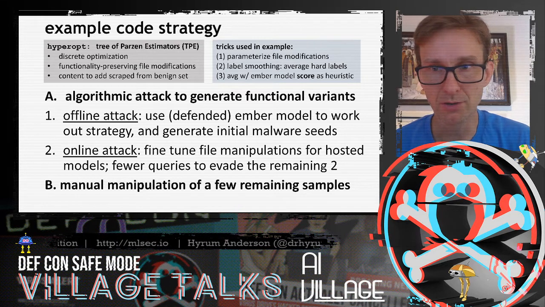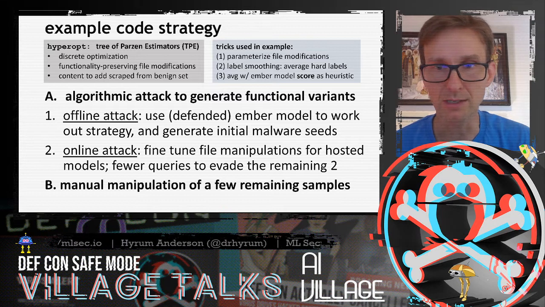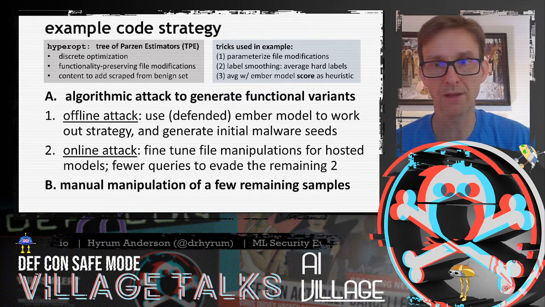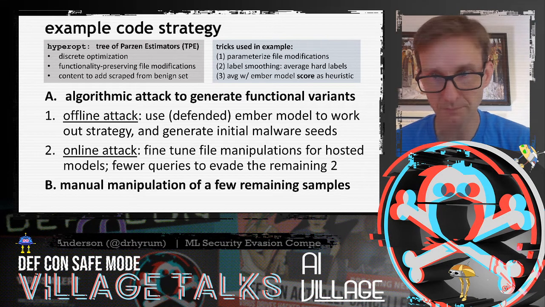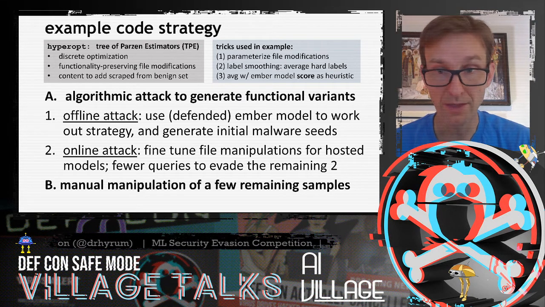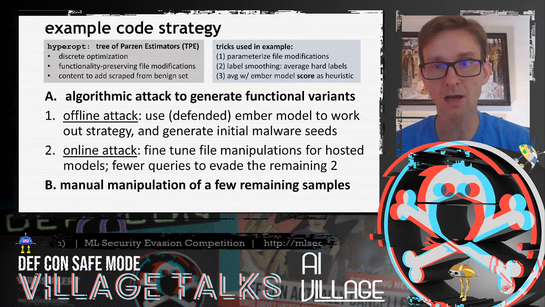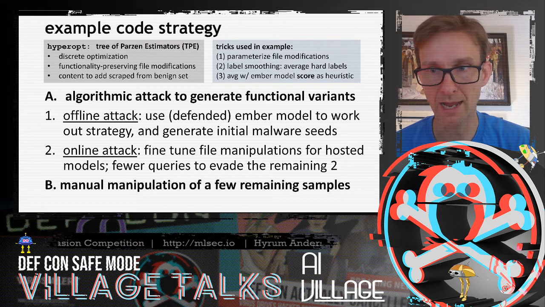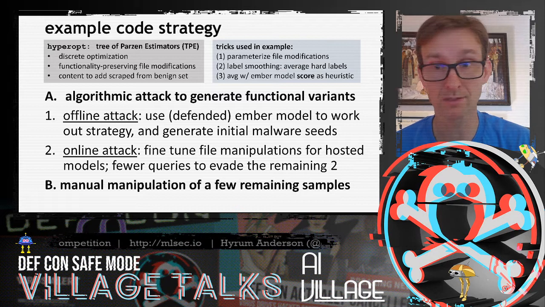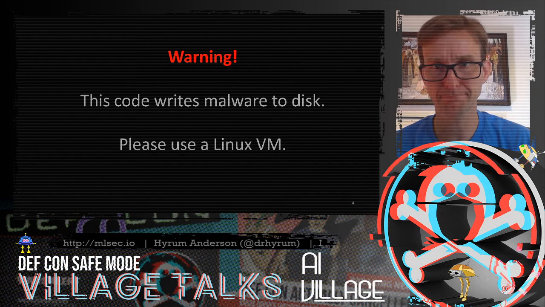In the example code, the algorithm in part A tries to be parsimonious in its use of the API by first conducting an offline attack against the Defender Ember model, for which we have code and weights. Then we'll use the candidate samples from that offline attack in an online attack against the hosted models. The hope is that many of the samples that were discovered in the offline attack will cross-evade the hosted models without having used any queries against the API.